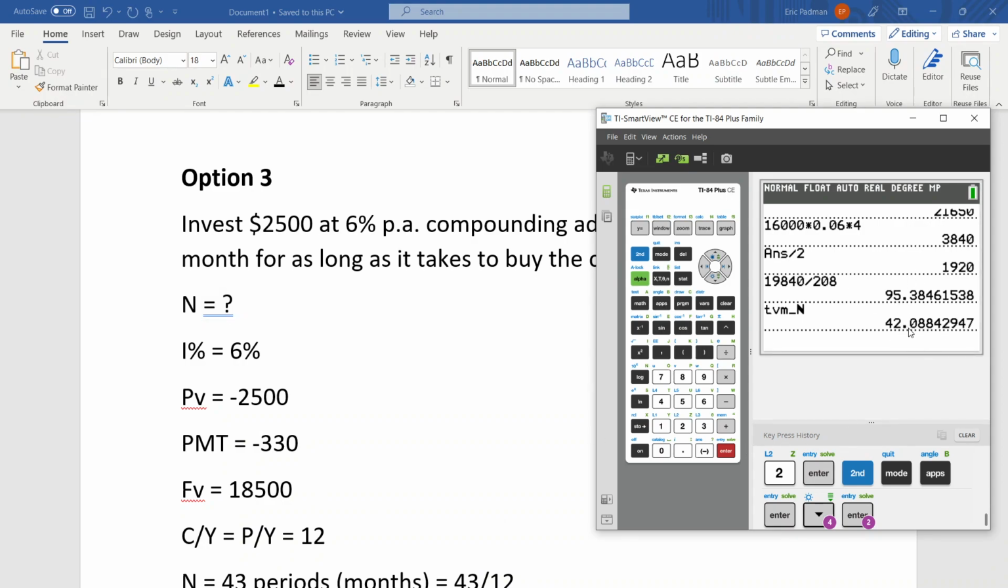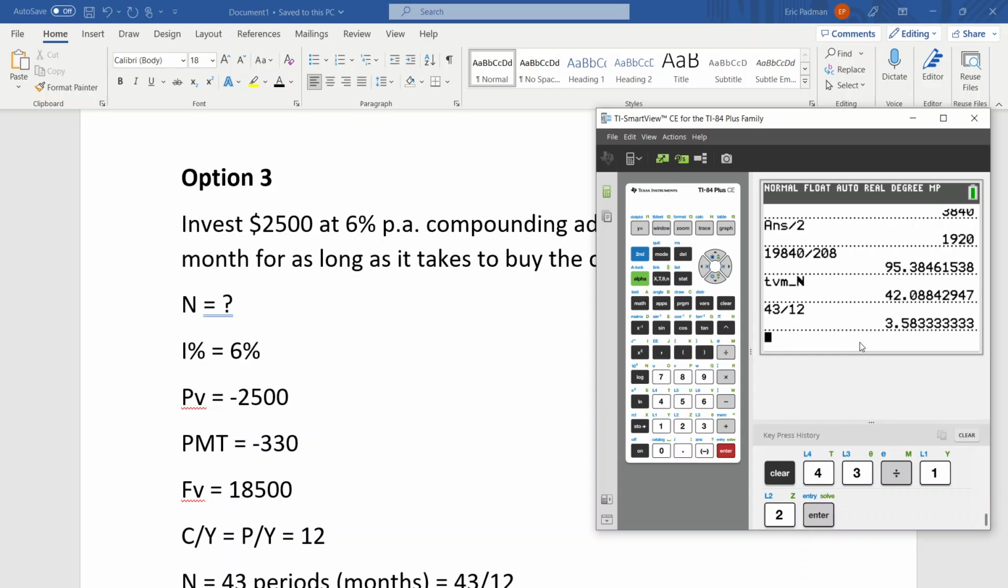Basically, we've got everything. If you just ground up a little bit more change, you'd have it. And 42, I'm just going to say 43 to round up because you don't have it in 42 periods. You will have it in 43. So 43 divided by 12. Okay, so we got 3.8.